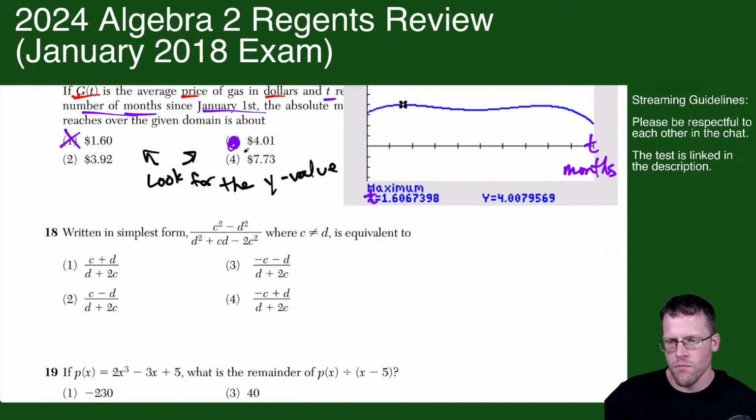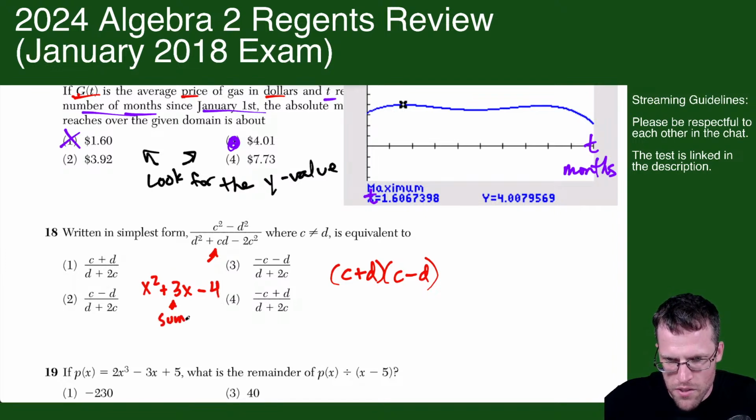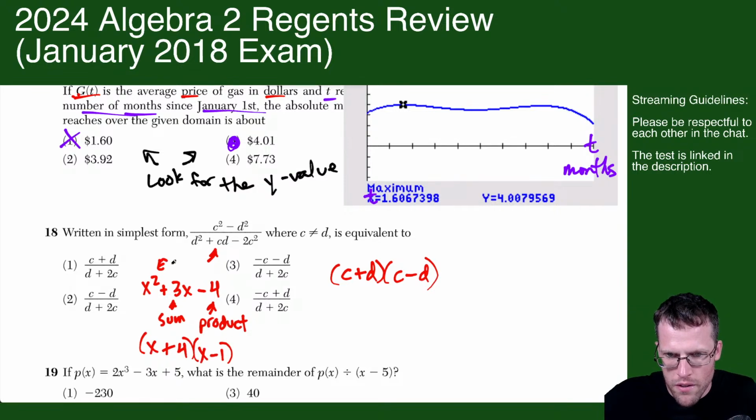Written in simplest form, where c is not equal to d, this is equivalent to. All right, so this one you might start by going c plus d times c minus d. This is the difference of two squares. But now the bottom, I just imagine this is like, let's say x squared plus 3x, how about minus 4? Something easier. I'm like, oh, what two numbers have a sum of this and a product of this? And we might go, oh, x plus 4 times x minus 1. So this is like the easy version.